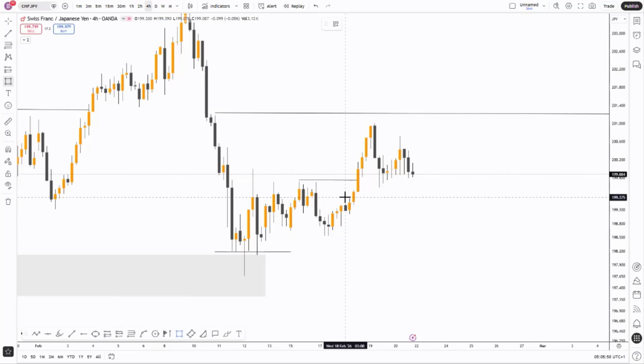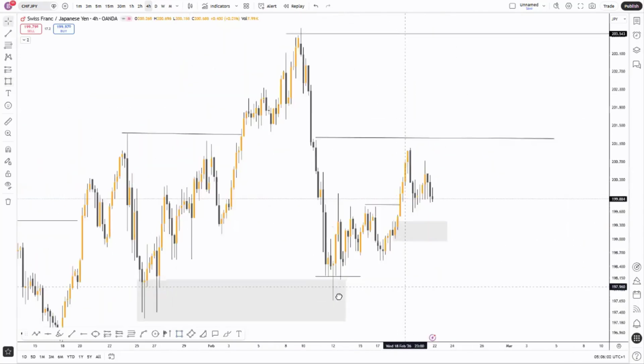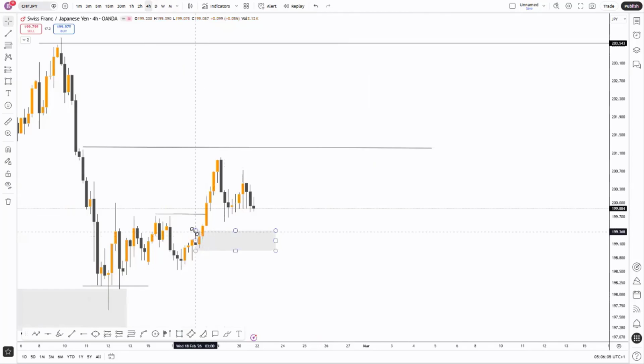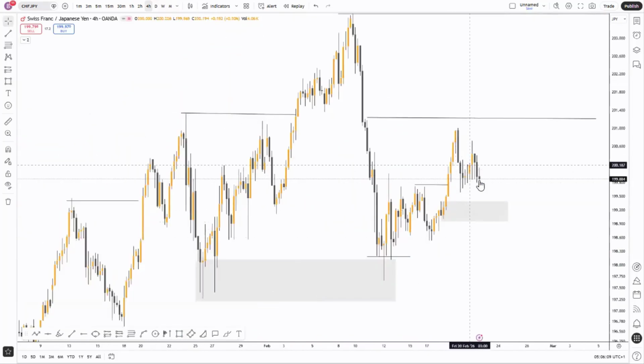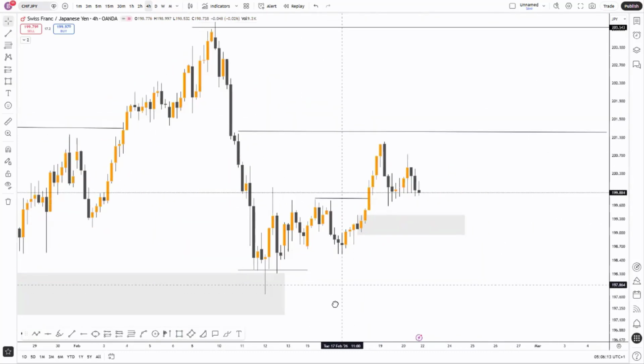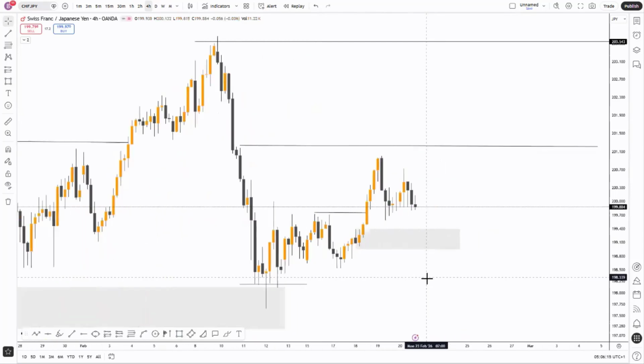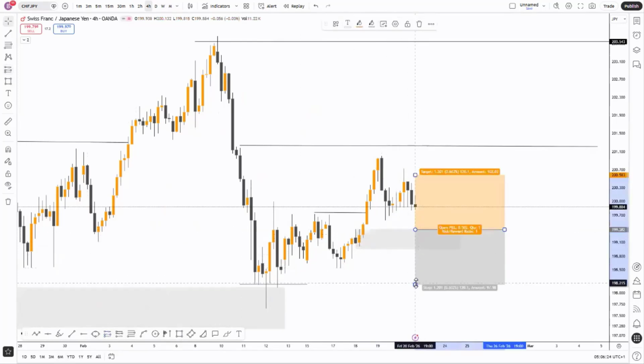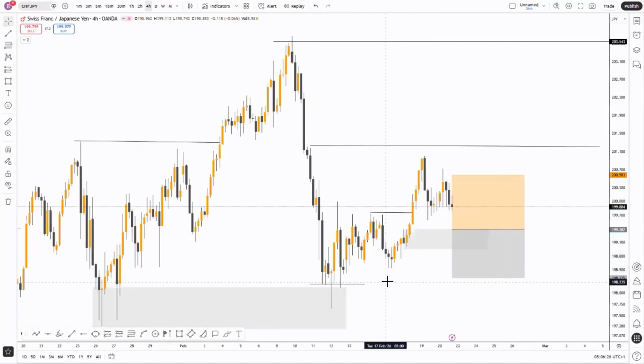So this, what we do outside, this is the only unmitigated zone that we have here. This is why I mark out this area as my point of interest where I expect price to tap into and start to buy to the upside. Now, this week I'll be waiting for price to tap into this zone on CHF JPY, my SL below this area here.